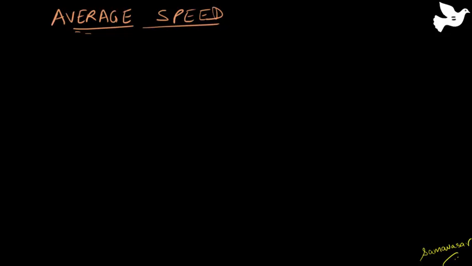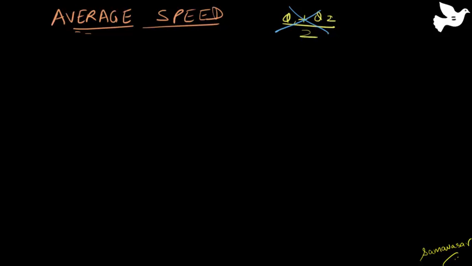Hello everyone, in this video we'll be learning about average speed. Now, the average of two quantities is generally quantity 1 plus quantity 2 divided by 2. But in the case of speed, this is absolutely wrong.